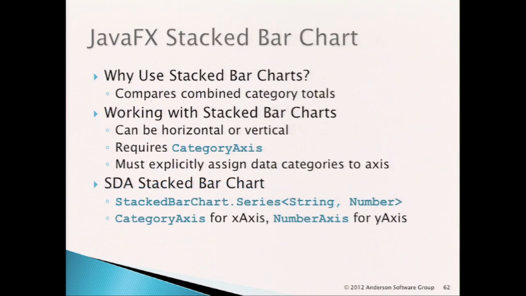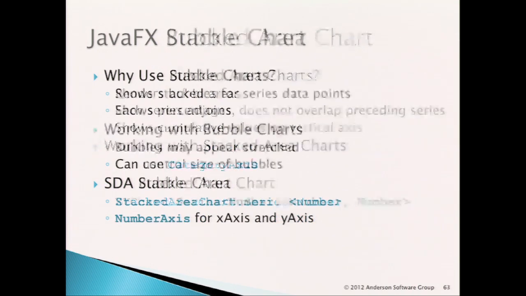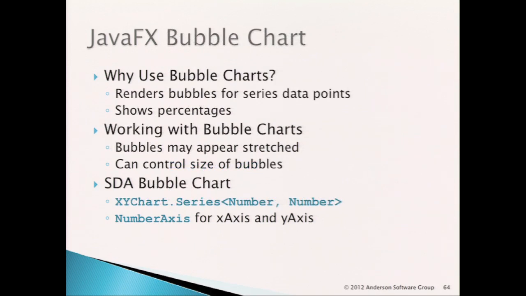And then the stacked bar chart requires category axis. There's a few rules here about that as well. And then the next one is the stacked area chart. And then the last one, I think, is the bubble chart. And the bubble chart has an interesting argument that you can use to control the size of the bubbles. And bubble charts are kind of cool, and there's a lot you can do with that as well.